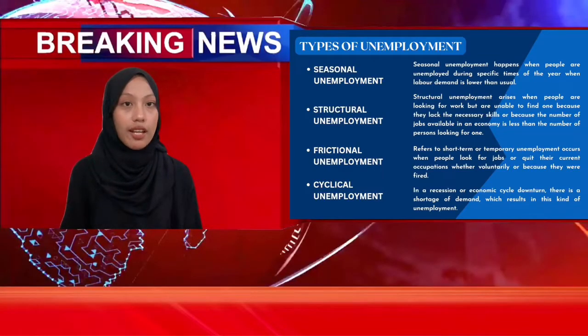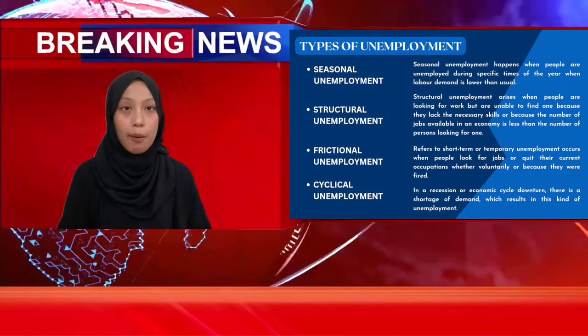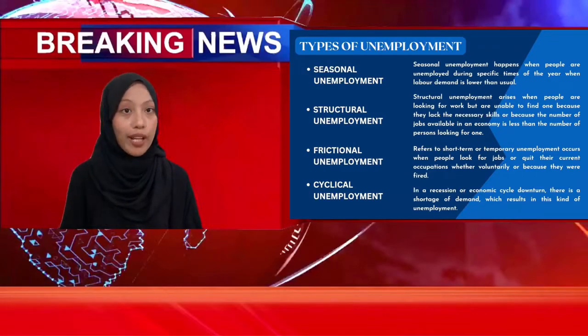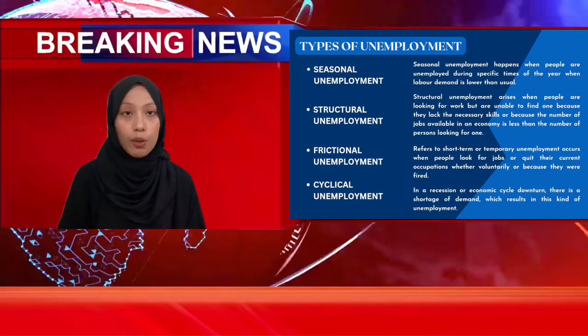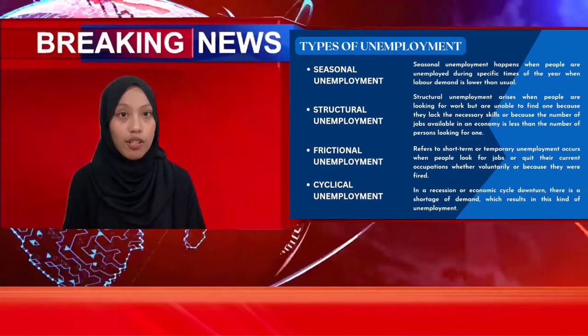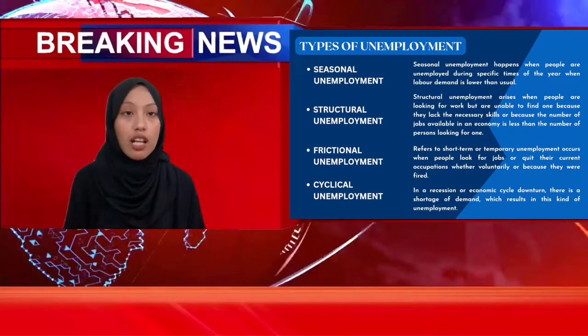Firstly is seasonal unemployment. Seasonal unemployment happens when people are unemployed during specific times of the year when labor demand is lower than usual. For example, agriculture is the most often practiced occupation in India. Agriculture in India is primarily dependent on monsoons. Hence, agricultural labor remains idle throughout the non-monsoon season. Seasonal unemployment in India, as the name implies, is mostly driven by seasonal changes.